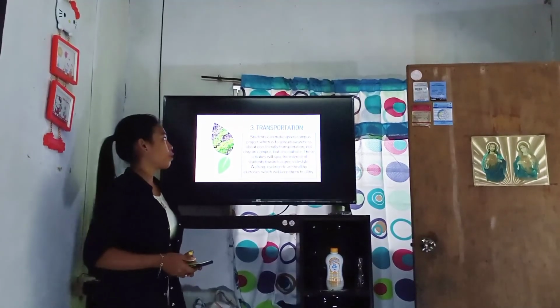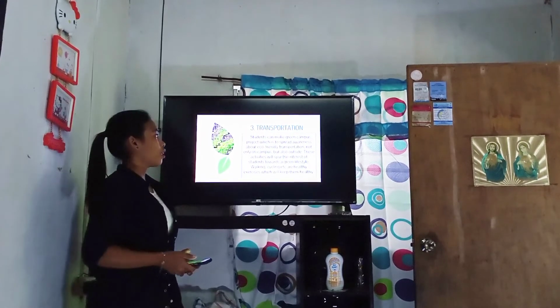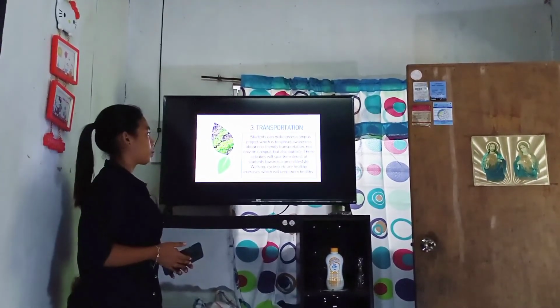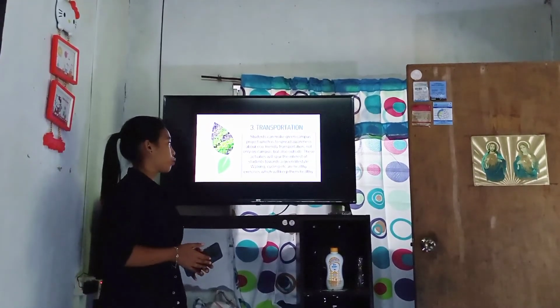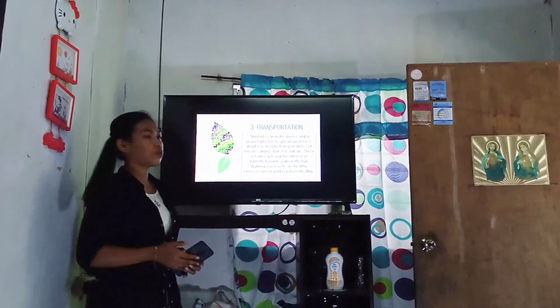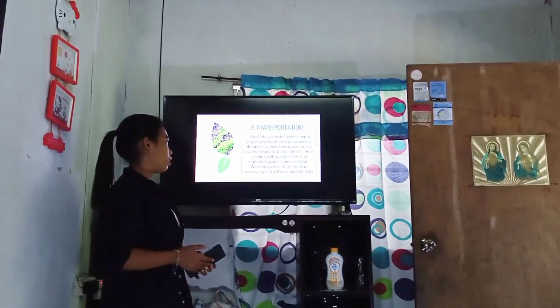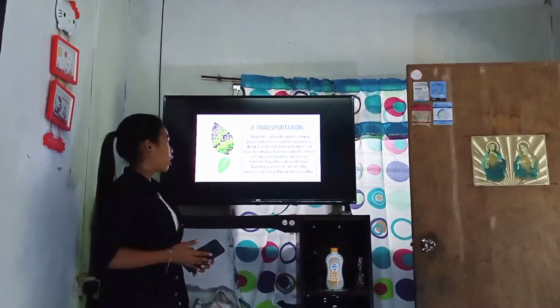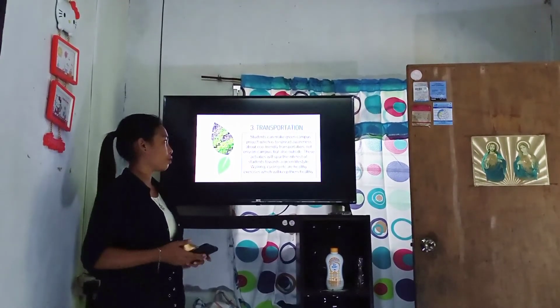Number 3. Transportation. Students can make Green Campus Project, which is to spread awareness about eco-friendly transportation, not only on campus but also outside. These activities will spur the interest of students towards a green lifestyle. Walking, cycling, etc. are healthy exercises which will keep them healthy.